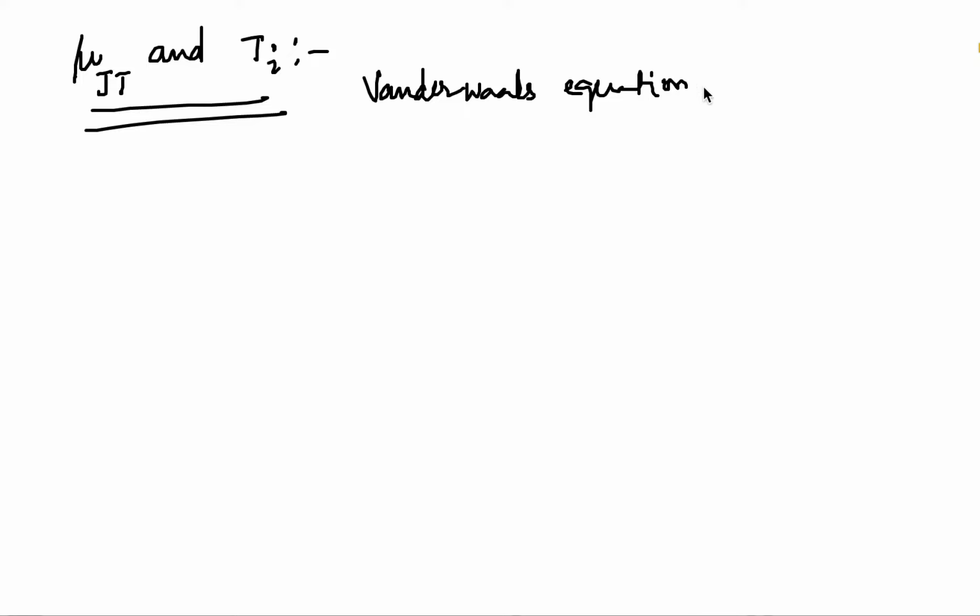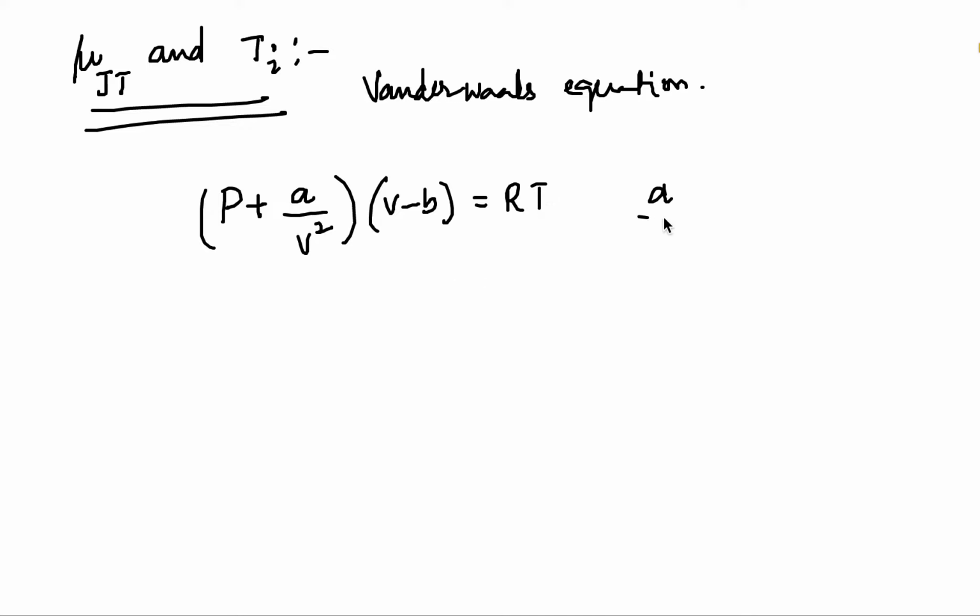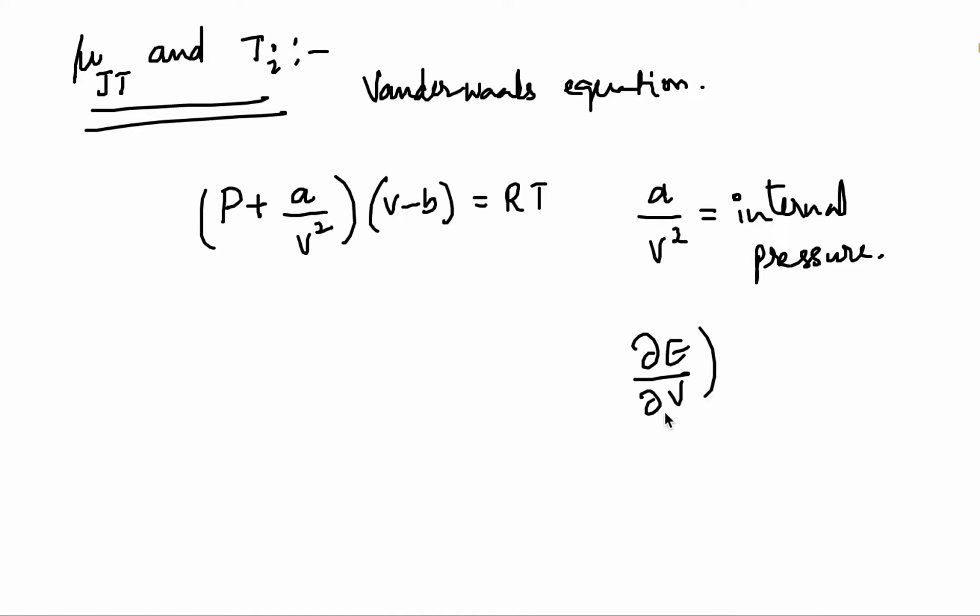And what is the van der Waals equation? Let's take it for 1 mole of the gas: P plus A over V square times V minus B is equal to RT. And this term A over V square, we already know, is known as the internal pressure. This is the pressure correction. If we remember correctly, dou E over dou V at constant temperature is called internal pressure, which is A over V square. It basically depends on the intermolecular attractions.